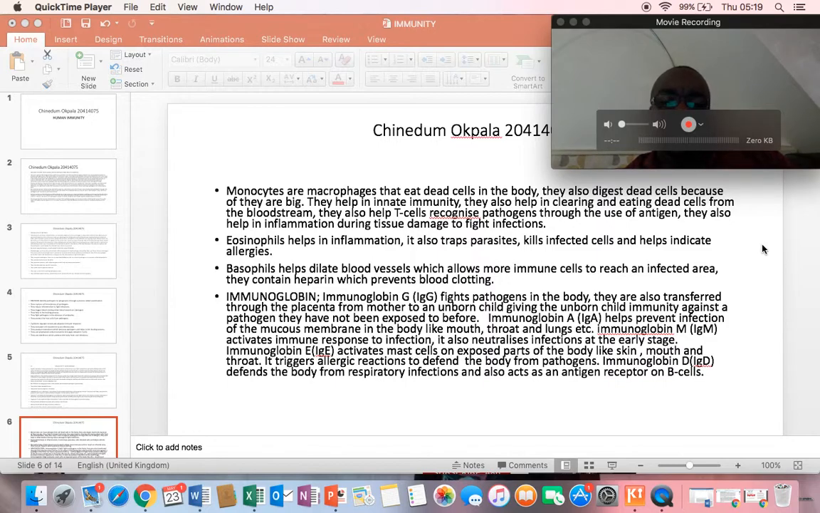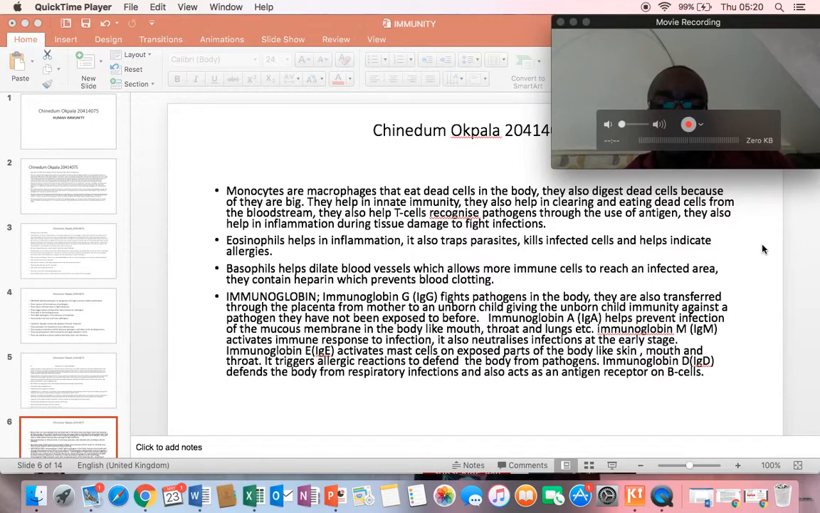Immunoglobulin. Immunoglobulin G fights pathogens in the body. It is also transferred through the placenta from mother to an unborn child, giving the unborn child immunity against a pathogen that they have not been exposed to.